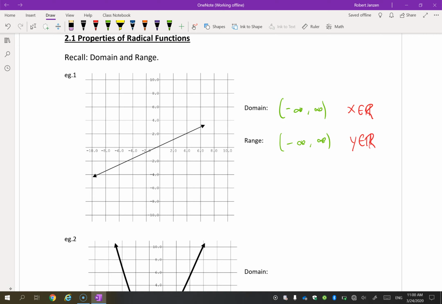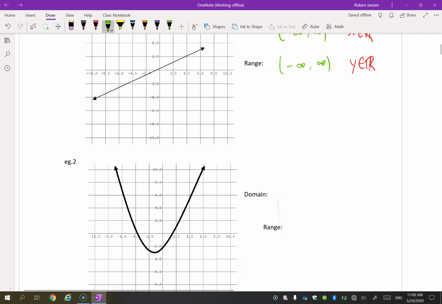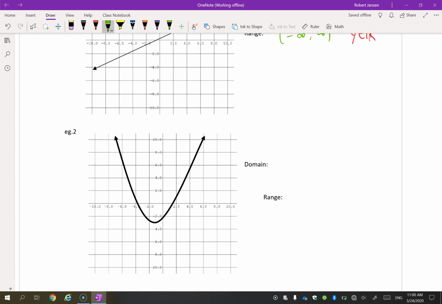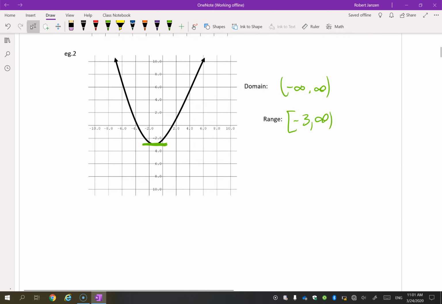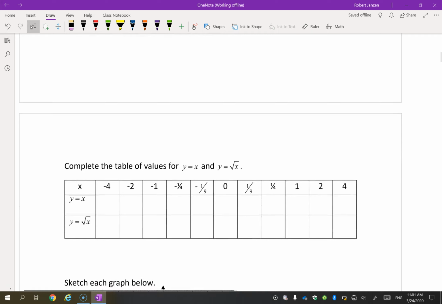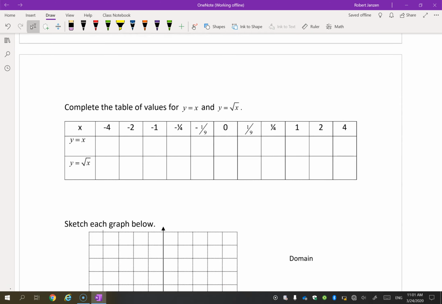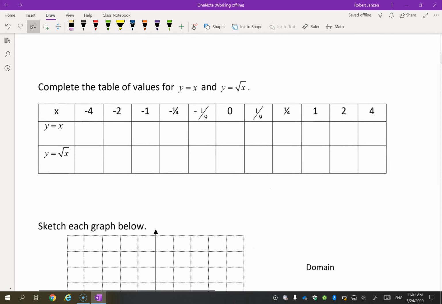In fact, interval notation, this one is probably more useful. But you should be able to read the other one because that's the way it usually shows up in your textbook. Okay, domain for a parabola, negative infinity to infinity. The range, well, here's our lowest point. It looks like -3, so -3 to infinity. Okay, quick review on domain and range. Why do we need to know that? Well, let's get into some radical graphs.